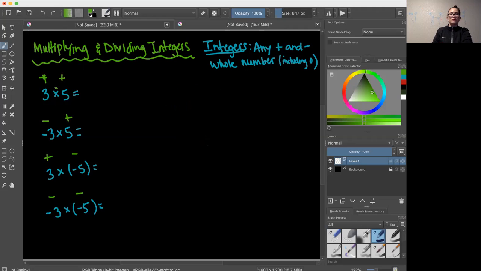We know that 3 times 5, just from earlier in our elementary years, is 15. It's a positive number, so we can go ahead and say that a positive times a positive is going to get us a positive. So let me just write that here under the rules.